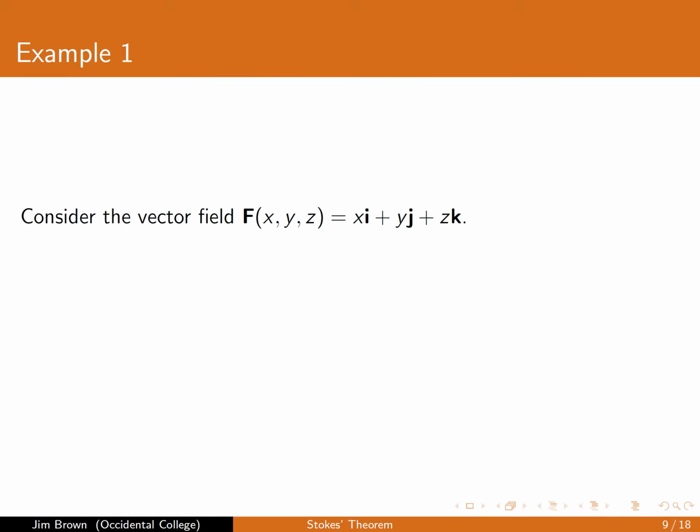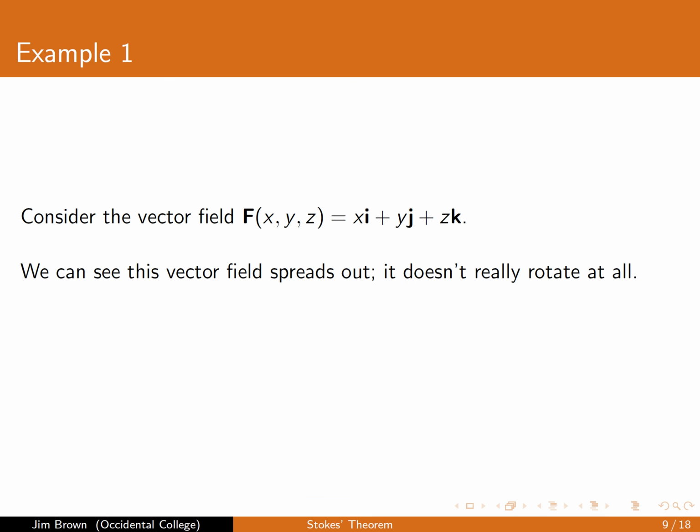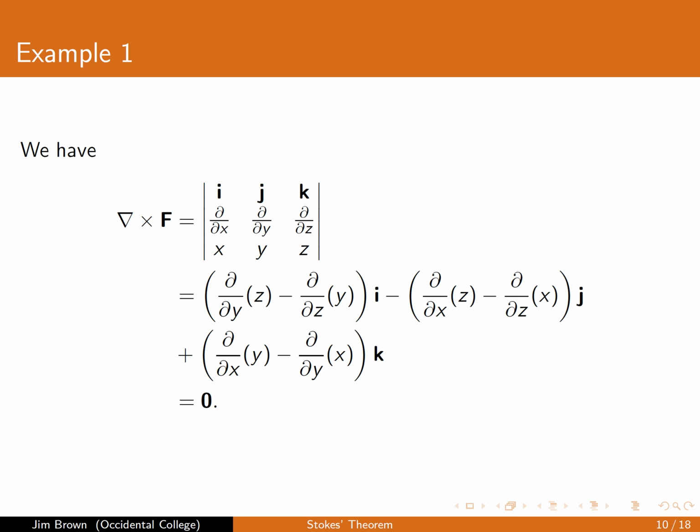Let's consider this vector field xi, yj, zk. This is one we saw back in the vector field section. If we recall, this vector field is basically just pointing away from the origin in every single direction. So this vector field is kind of exploding out from the origin. There's not any rotation at all in this vector field. Since it doesn't rotate, we should expect the curl of this vector field to be 0. So let's go ahead and check that.